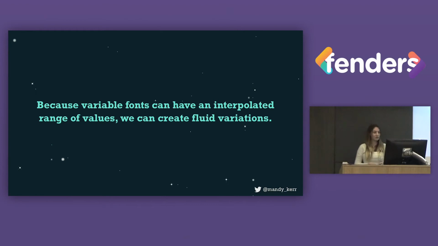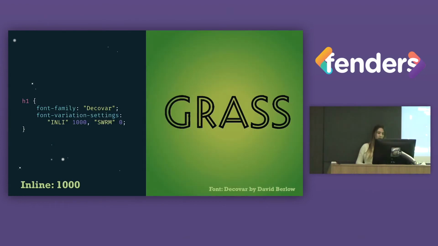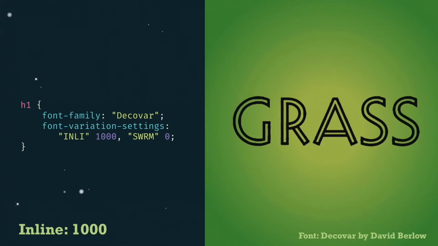Now what I'm going to do is we're going to look at some code, and I'm going to show you some ways that you can animate and interact with variable fonts. I'm going to start with CSS animations, and we're going to make that grass demo that I just brought up. So the grass grow demo uses Decovar by David Berlow.